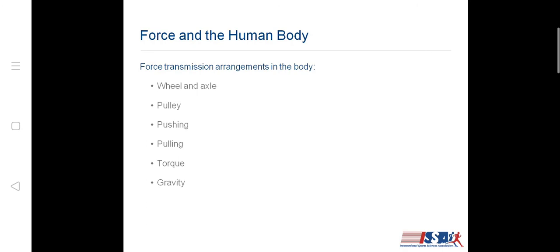Pushing and pulling occur in straight lines away from and towards the body. Torque is rotary movement in any plane around an axis. Gravity is the downward pulling force that creates resistance. The center of gravity is the point in the body around which your weight is equally distributed.